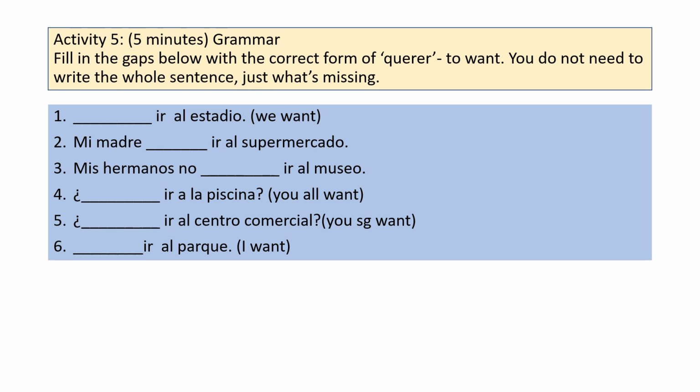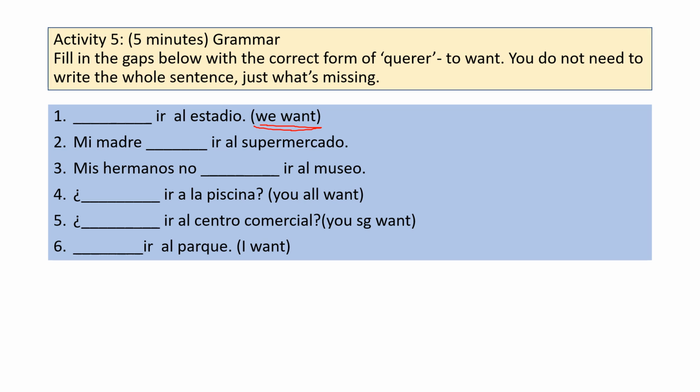Okay, we're now going to see how well you've learned that verb and the spelling of it. What I'd like you to do is fill in the gaps below with the correct form of the verb querer, to want. Remember, you don't need to write the whole sentence, just what's missing. So if we look at the first one together, we've got a blank, and then we've got ir al estadio. You know that you want to write in that gap the form in brackets. There we go, we want.